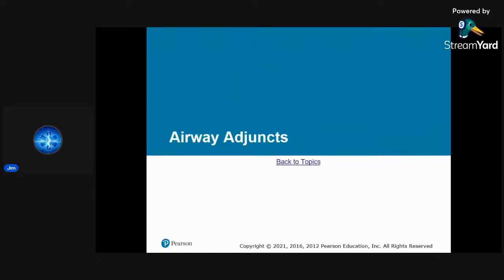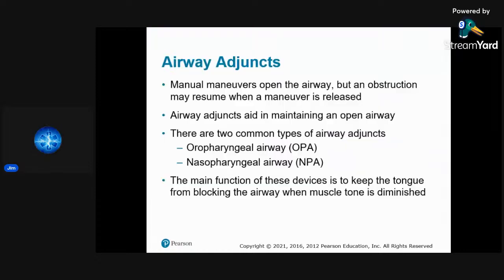Let's talk about adjuncts for a second. Airway adjuncts. We manually open the airway, but an obstruction may resume when we release, right? When we do the head tilt chin lift, it opens the airway, but as soon as we let go of it, the airway closes again. This is where an airway adjunct can help maintain an open airway.